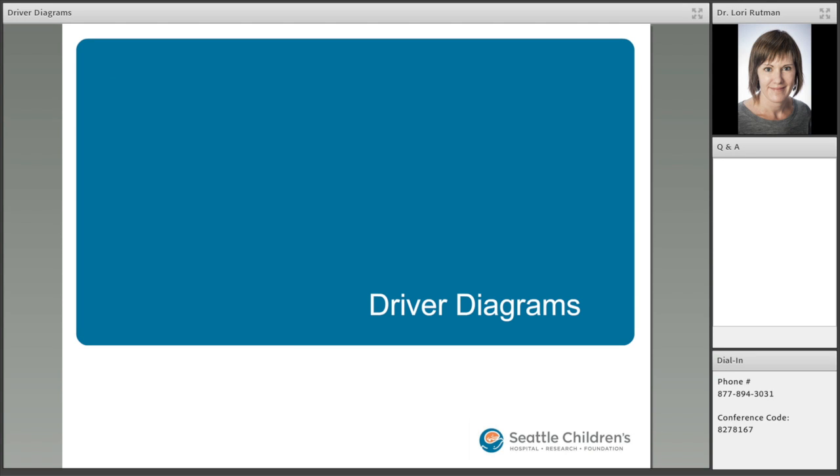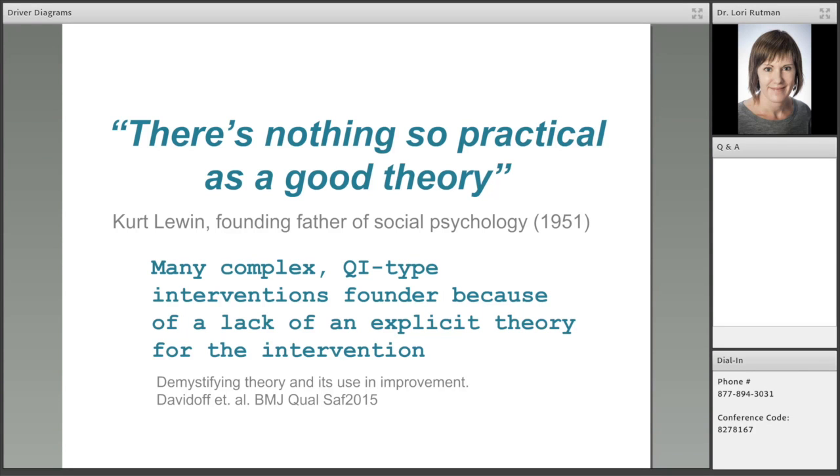With those words of wisdom in mind, we'll now transition to talking more specifically about driver diagrams. So broadly, driver diagrams are visual representations of the theory for your intervention. The theory or rationale behind any QI intervention is really critical to understand, especially when you're considering, is this going to be generalizable across multiple sites?